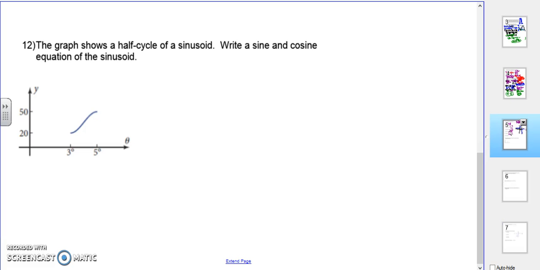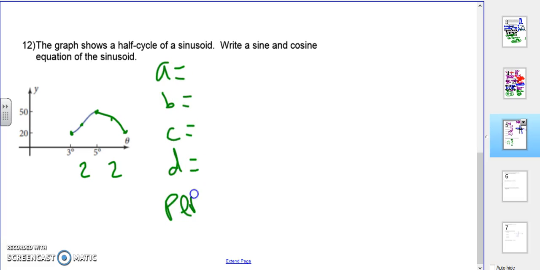All right, I have half a sine or cosine graph, and I want to find the equation. So half a graph means I got this to this to this. If I finished it, it would go to here. So this is 2, this is 2. That means that the period has to be 4. My middle is in between 50 and 20, which is going to be 35. So that's my d value. My amplitude is going to be 15.